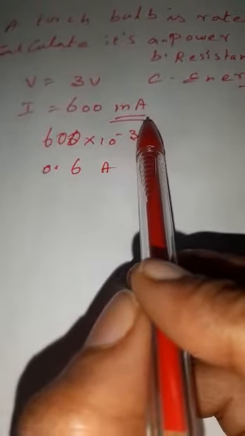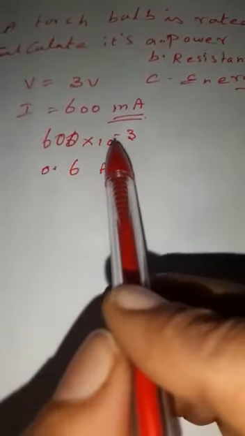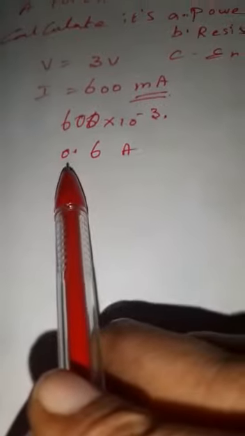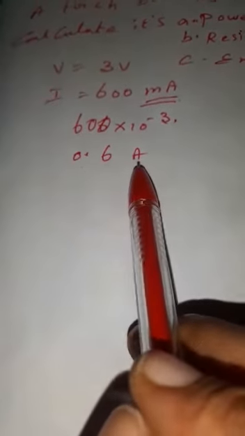So first, what are we going to find? Power. What is the power? Voltage into current. What is your voltage? Given as 3 volts, and current is 600 milliampere. You have to convert the 600 milliampere into ampere, so it should be multiplied by 10 power minus 3, that is divided by 1000. So 600 milliampere will be changed into 0.6 ampere.